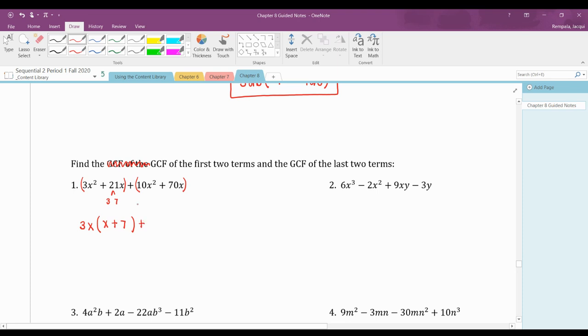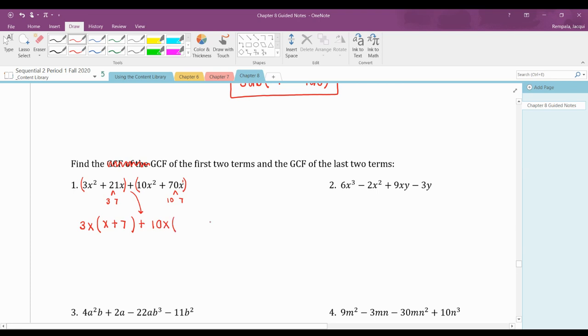I'm going to bring down that addition sign from the outside, and now I'm going to focus on the next two terms in the second parenthesis. Because 10 is smaller than 70, can I multiply 10 times something to get 70? And my answer is yes, 10 times 7. So I know that they both have a 10, so 10 is going to be a part of my GCF. Notice that they both have variables. So once again, I need to take the smaller of the two exponents, x squared versus x to the first. I want to just take x to the first.